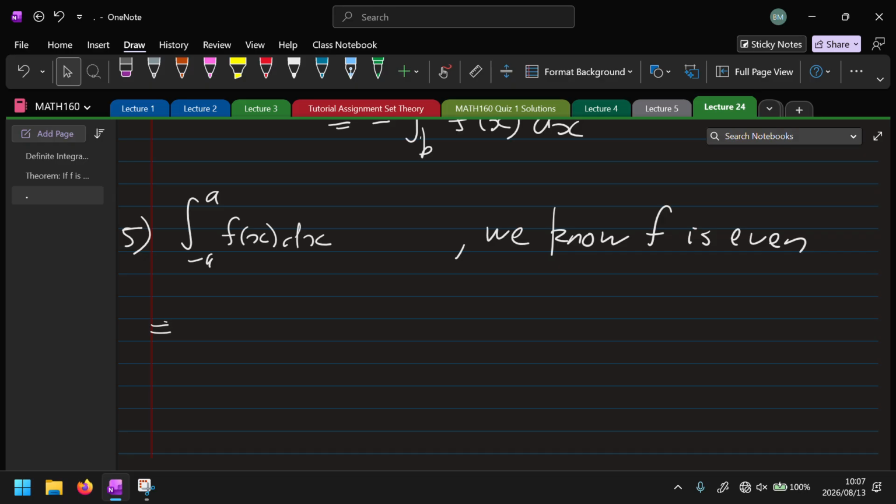So what we're going to do is split this up into two integrals. Like we had in the picture, we had two areas. We're going to do exactly that here. We're going to have the integral from minus a to 0 plus the integral from 0 to a.